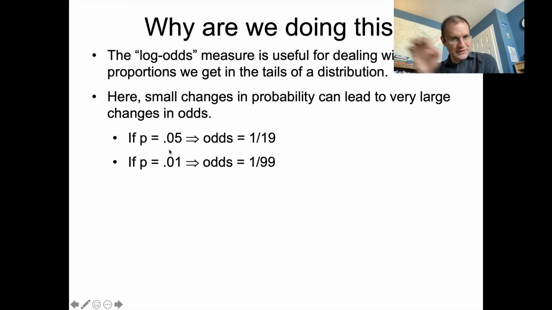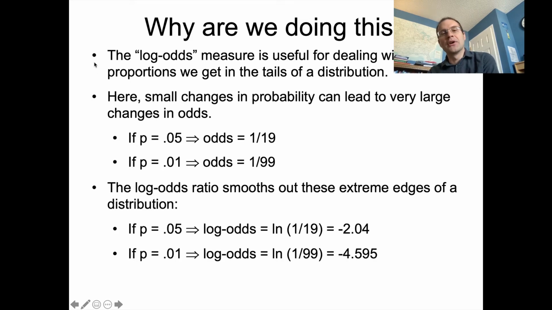We're just moving on the x-axis from 0.05 to 0.01, but the odds ratio becomes much smaller when we do that. So the log odds ratio smooths out these extreme edges of a distribution. You just take the natural log of these ratios, 1 out of 19 or 1 out of 99, and that converts the first one to negative 2.94 and the second one to negative 4.595. So roughly speaking, this number is going to be about twice that number, rather than about 5 times as small, because we're kind of dividing this by 5, as it were.